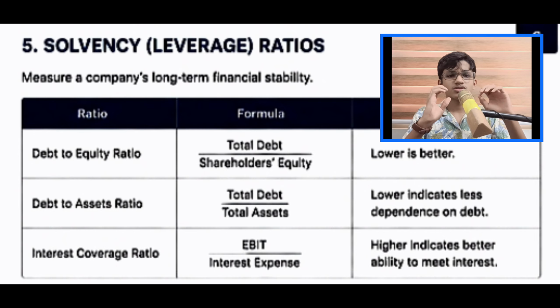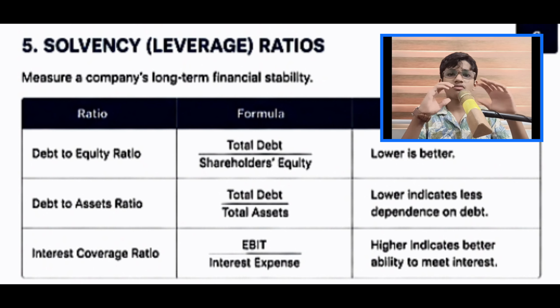If this ratio is too high, it means the company is heavily leveraged, leaving it vulnerable to rising interest rates or sudden revenue drops. Second is the debt to assets ratio. A lower number here is excellent because it indicates less overall dependence on debt to fund the company's asset base. It tells you exactly what percentage of the company's assets are owned by lenders versus shareholders.